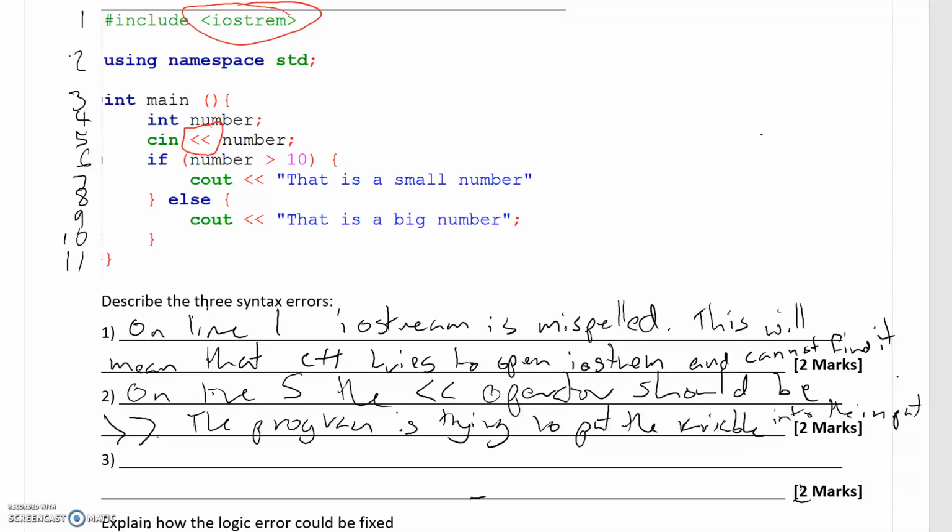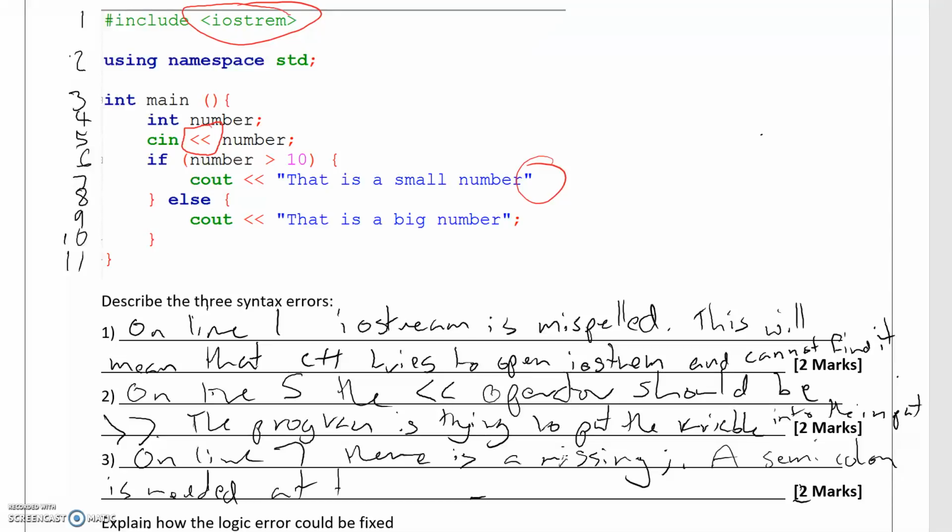The last error is this missing semicolon. So on line 7, there is a missing semicolon. 1 mark. A semicolon is needed at the end of every line. You could also say that a semicolon is used to separate lines.